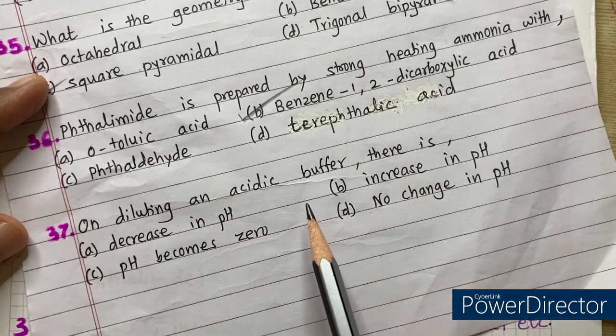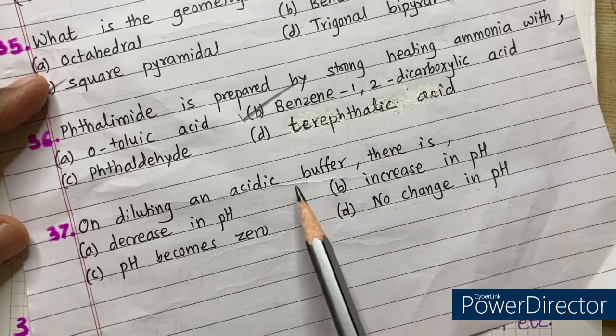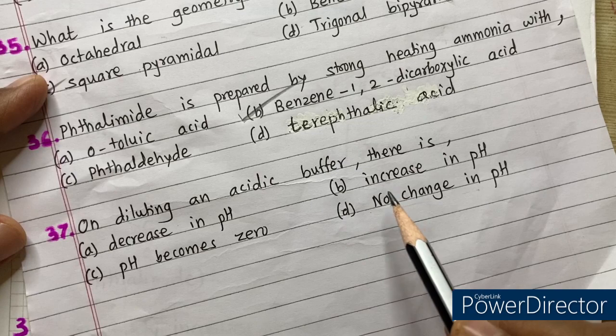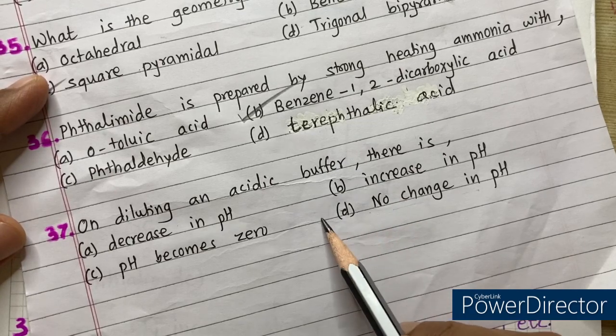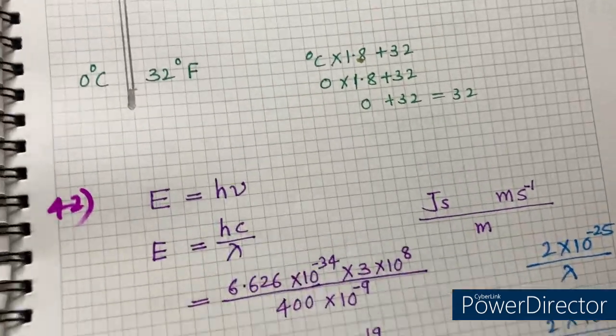Next, on diluting an acidic buffer, there is now buffer. Actually, there is no change in pH by diluting or by adding a small amount of strong acid or base. There is no change in the pH value.